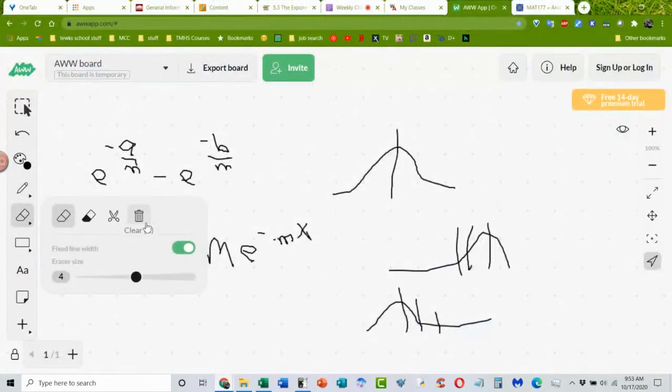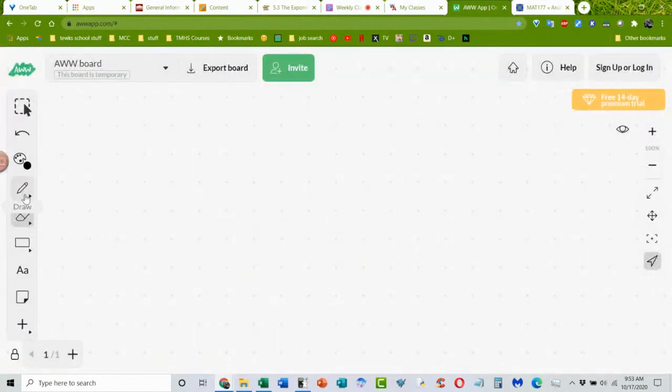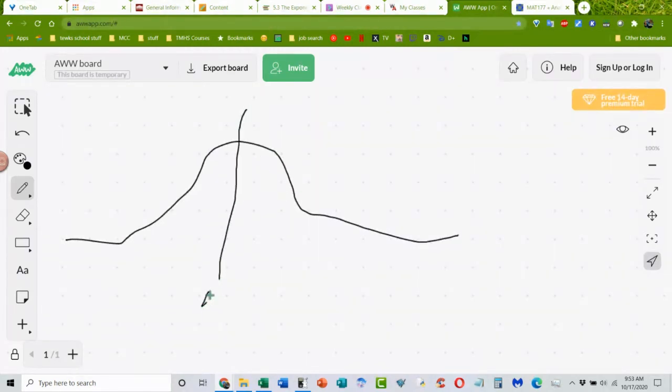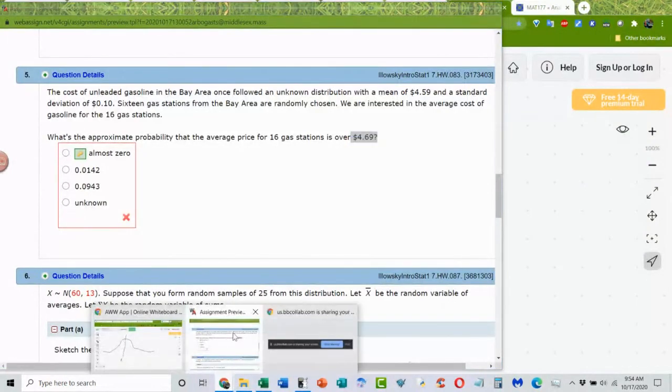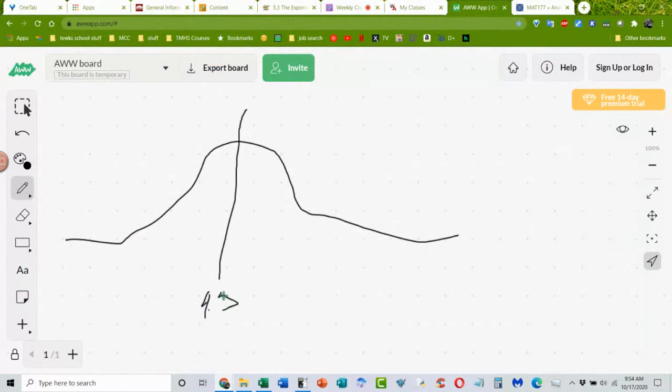So we have a normal... Was it 459? 459, okay. And they want to know the probability of finding 16 gas stations that have an average price over $4.69.